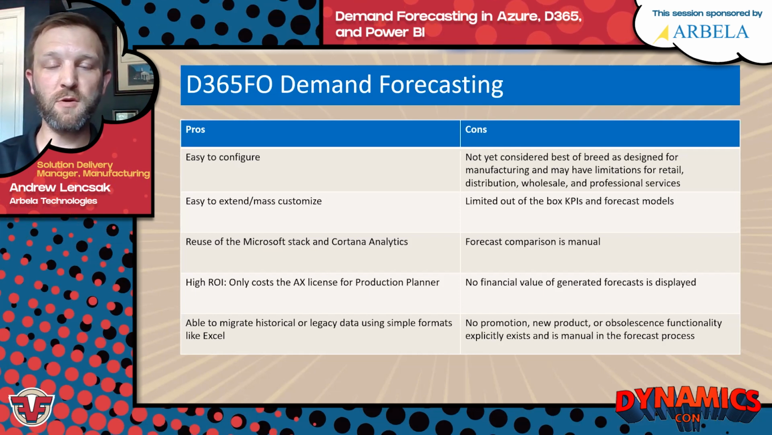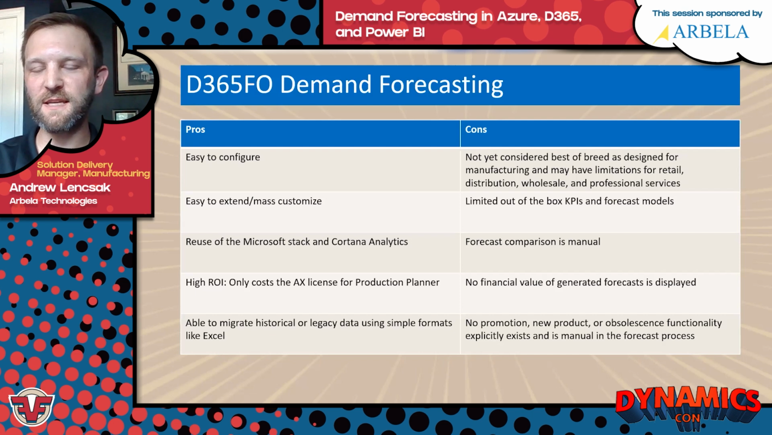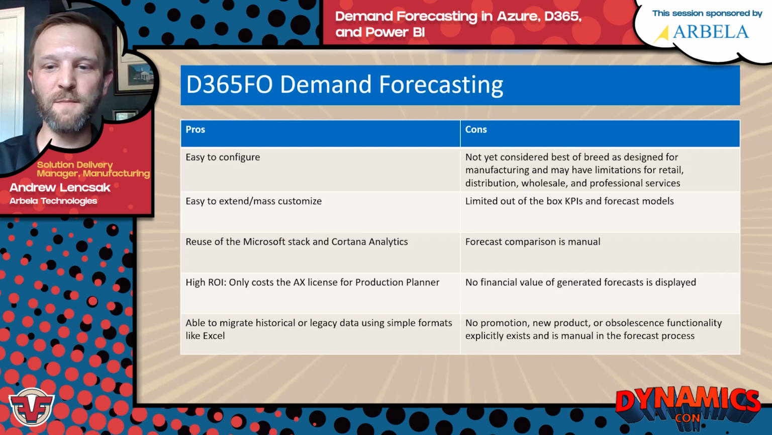The other thing that's a huge bonus is the ROI. This only costs what used to be called the AX license for production planner. I'd actually have to double check to see if that license role has changed since the new licenses have come out. But essentially, if you're already using master planning in Dynamics 365 and you're already doing production scheduling, more than likely you already have the right roles. You don't have to purchase anything else. This pretty much comes with your out-of-the-box D365 licenses if you're already using those processes and you just want to start using the demand forecasting generator.